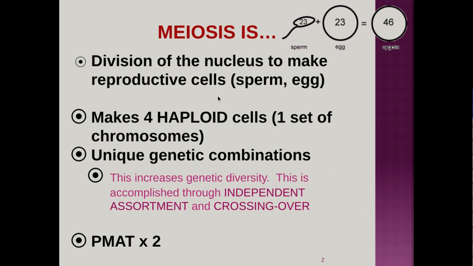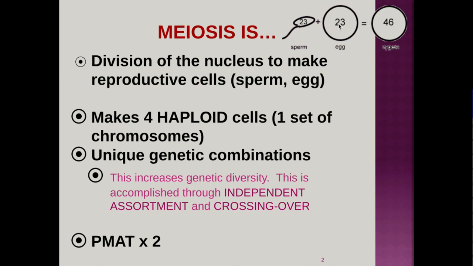You get 23 chromosomes from your mom, like this picture here, from your egg cell, and you get 23 chromosomes from your dad in the sperm cell. And so that makes a zygote with 46 chromosomes. All of your body cells have 46 chromosomes, a set from mom and a set from dad.